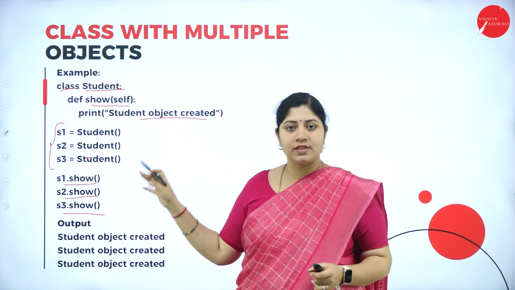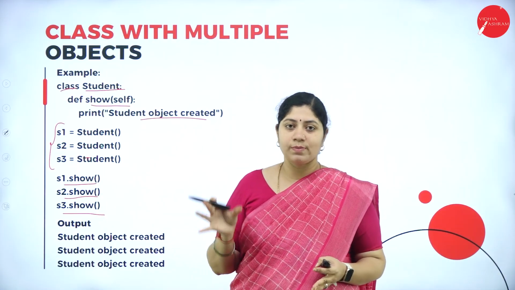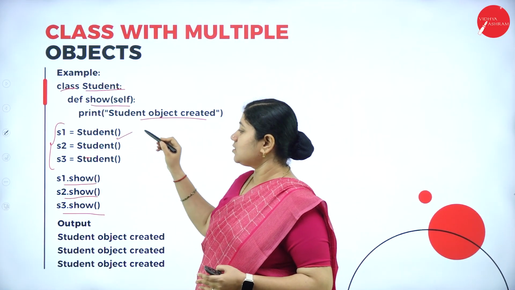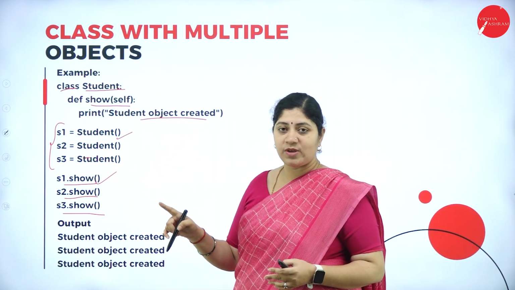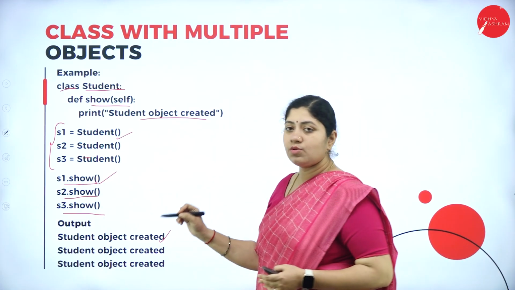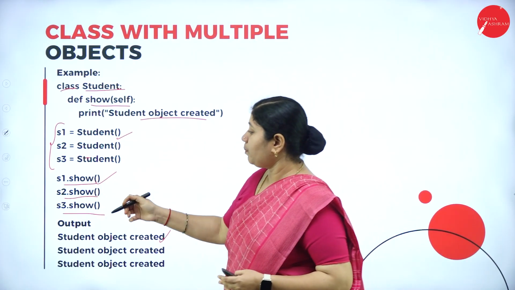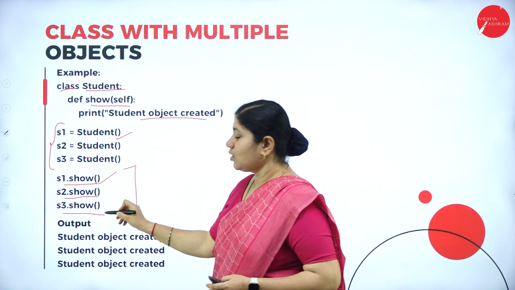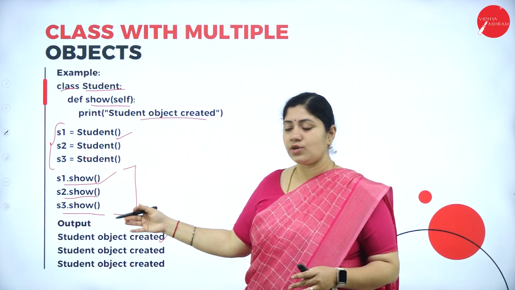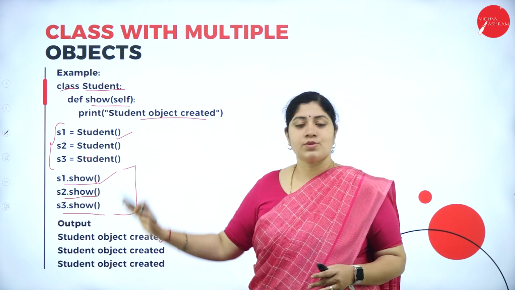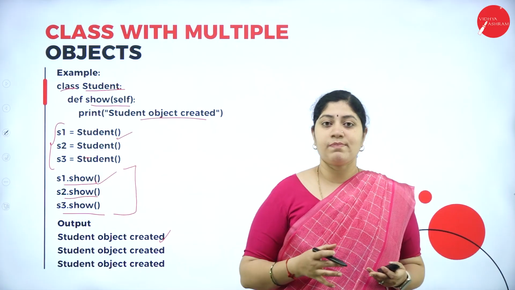So this completes our program, and after execution of this program, at the output, we will see that according to each single object, we have our output. What does it show? The student object is created. Same thing, correct? How many times? It depends on the number of objects that we have considered. We have considered 3 objects, so it will be repeated 3 times. So this is a simple example with respect to creation of a class with multiple objects.